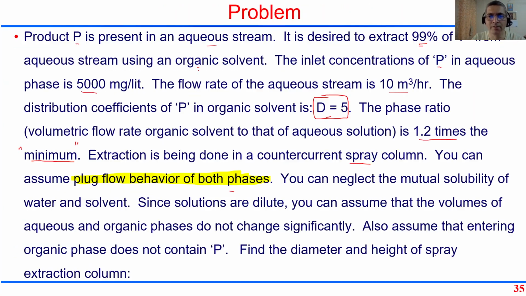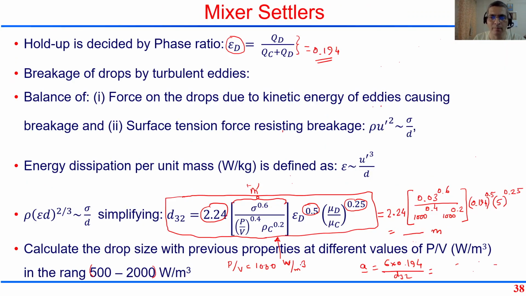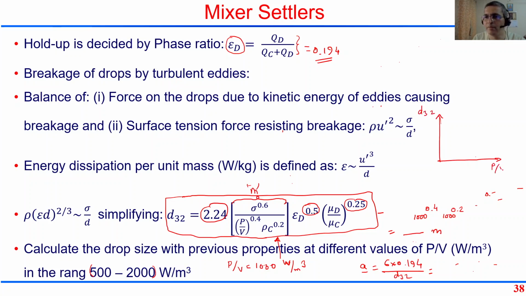And what you will find is if I take different values of power per unit volume, if you plot D32 versus P by V, you will find this kind of relationships. It is raised to power 0.4, negative side of course. As power per unit volume goes up, your D32 keeps on reducing. So we can take any value. Suppose I have taken 1000 watts per meter cube here, and D32 we are getting is about 2 millimeter.